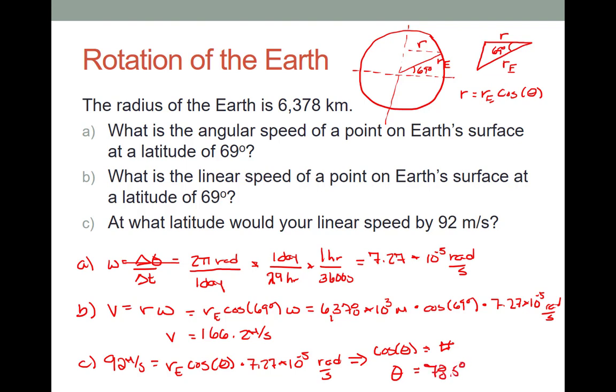78.5 degrees. To find this number, which I don't have written down, I need to take the radius of the Earth, multiply by the angular velocity, and divide v by it. So it would look like this: v divided by R_E omega.